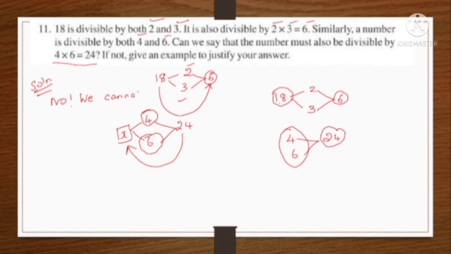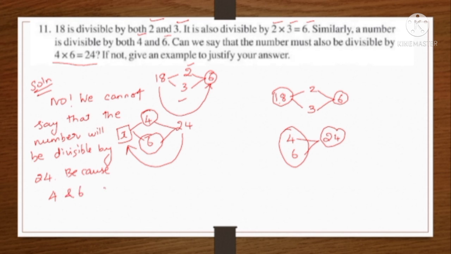We cannot say that the number will be divisible by 24 because 4 and 6 are not co-prime numbers. So this is the answer for sum number 11.